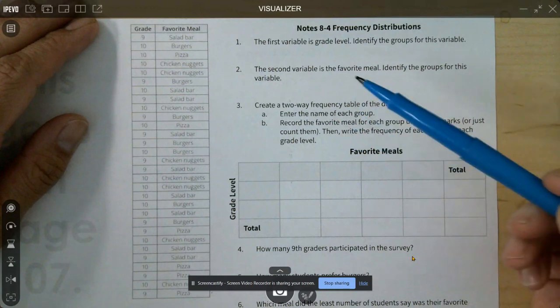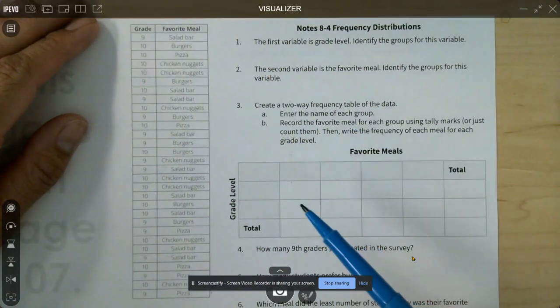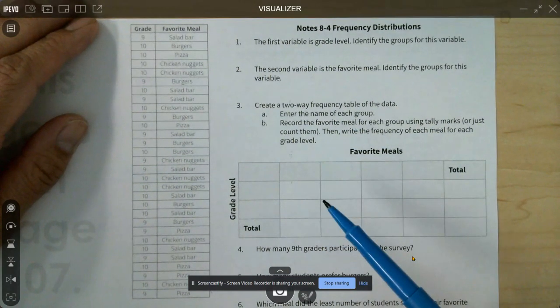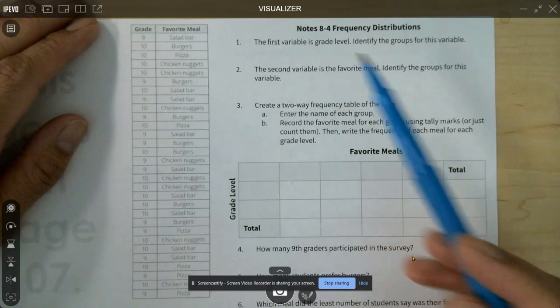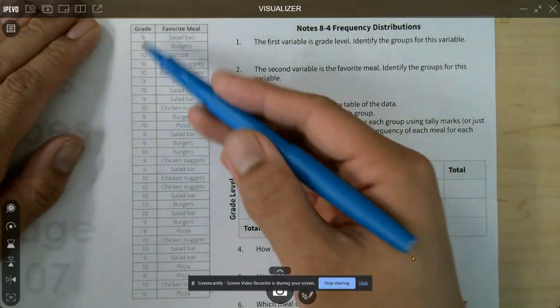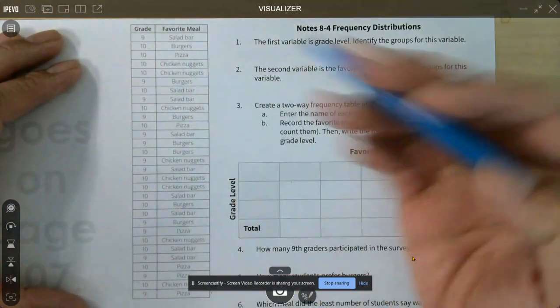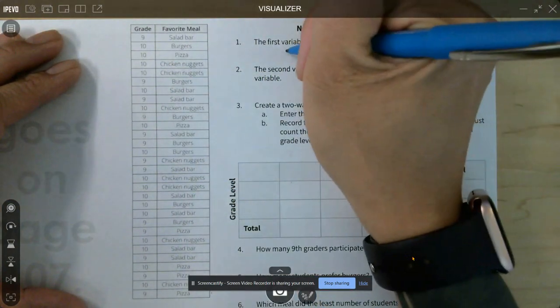So we're going to make what's called a frequency distribution, which is basically a way to represent categorical data on a chart. The first question asks, the first variable is grade level, identify the groups for this variable. If we look, we were only asking 9th and 10th graders. So in terms of the groups, it's going to be 9th and 10th graders.